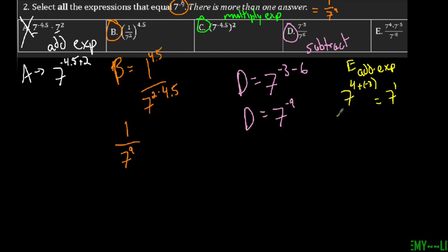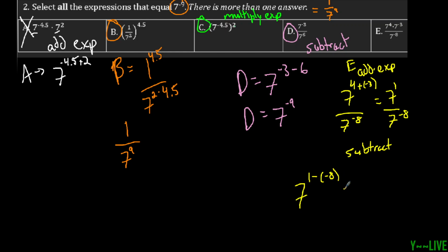And so we can say, again, it still has a 7 to the negative 8 power in the denominator. So again, then we can subtract. So we have a couple steps here. So we subtract our exponents. So now we have 7 to the power 1 minus a negative 8, which is almost the same as adding those exponents. So it's almost like it's 7 to the power 9, which is not what we're looking for. So we're not going to pick that one, because we're looking for a negative 9.